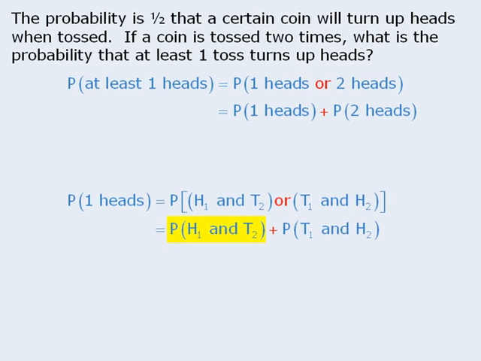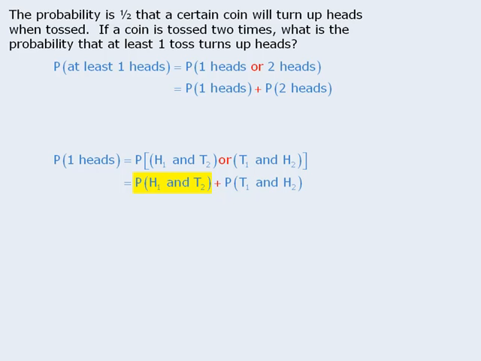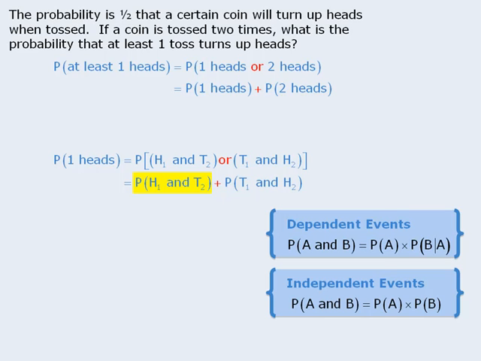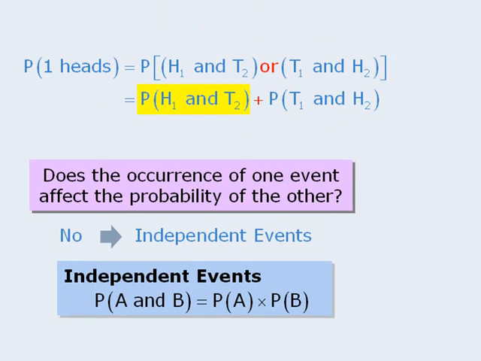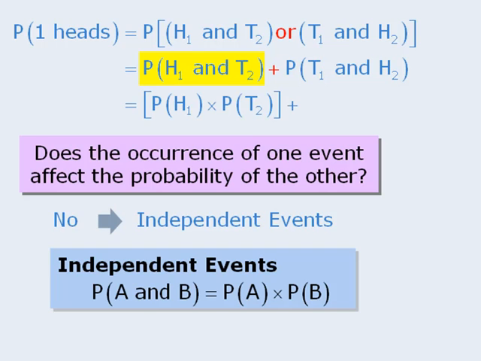So let's work on this probability. This is an AND probability, and we saw in an earlier lesson that there are 2 different AND probability formulas depending on whether or not the 2 events are independent. To determine whether the 2 events are independent, we'll ask the question, does the occurrence of one event affect the probability of the other event? For example, if we get heads on the first toss, does this affect the probability of getting tails on the second toss? The answer here is no, so these 2 events are independent, which means we'll use this formula. When we apply this formula, we get the following.